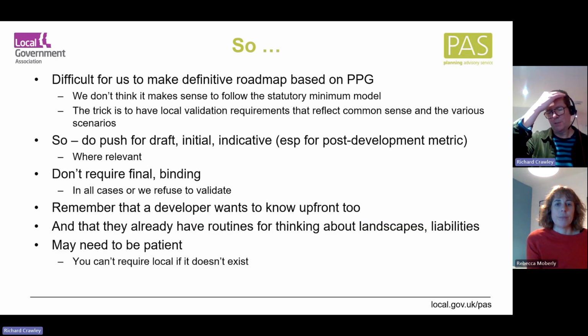So I suppose just two slides to finish up this worked example then. Hopefully we've been able to explain why we don't feel yet ready to make a definitive roadmap. It might be that in time we become comfortable enough to make two or three, depending on different scenarios. I think the first step is for us to acknowledge that it doesn't make sense to have a roadmap that only reflects the statutory minimum. Therefore, you as the LPA are going to have to say, here's how we want to do it.